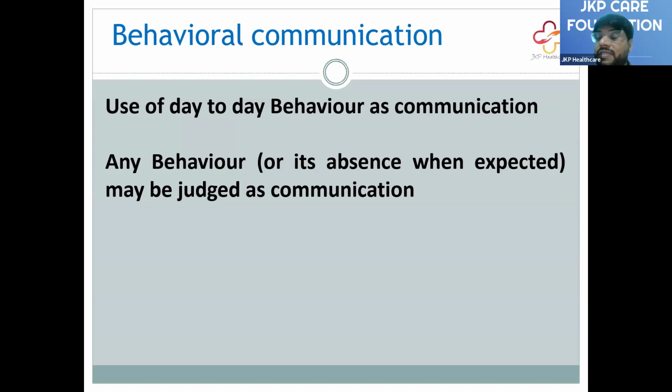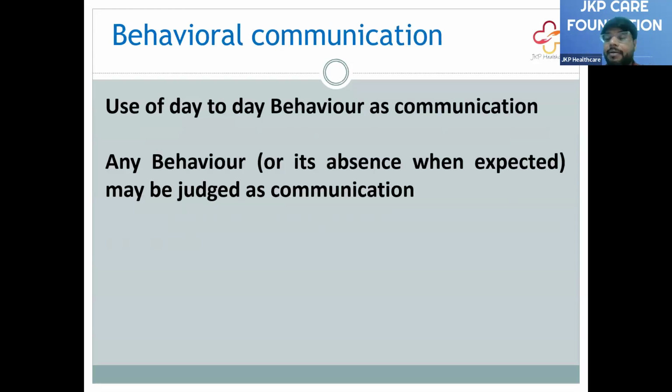Absence of behavior. What was expected there? I will say hi to her, she will say hi to me. She has been part of this training, I have been part of this training. So we will say at least hi to each other. Even if we don't have much time, we will just wave, smile. But if we are not doing that, then it is absence. So use of day-to-day behavior as a communication is behavioral communication. Any behavior or absence of behavior is behavioral communication.